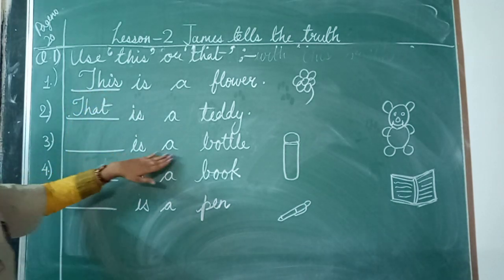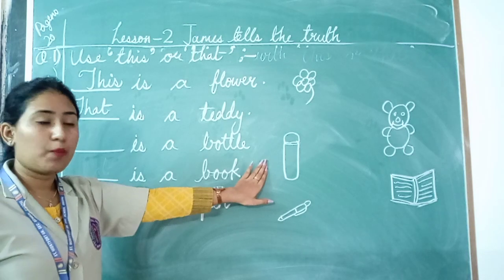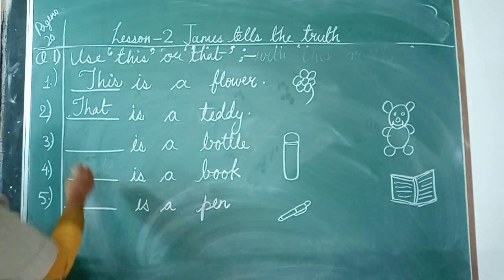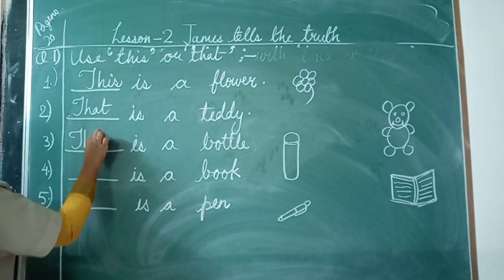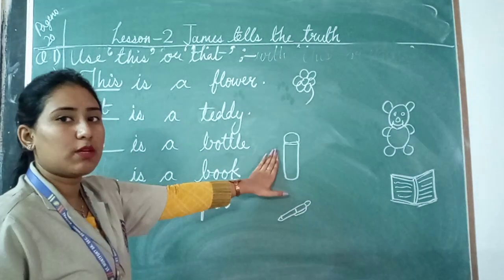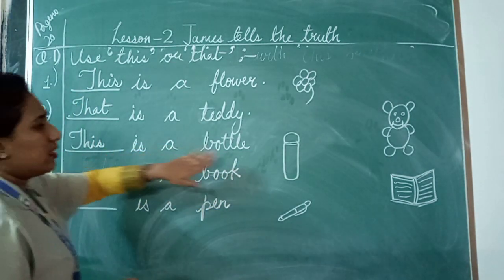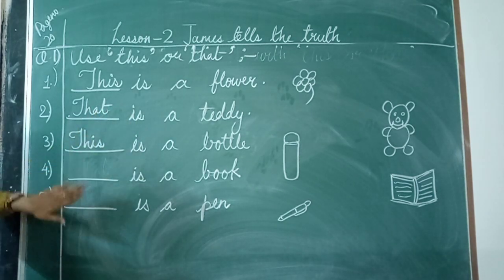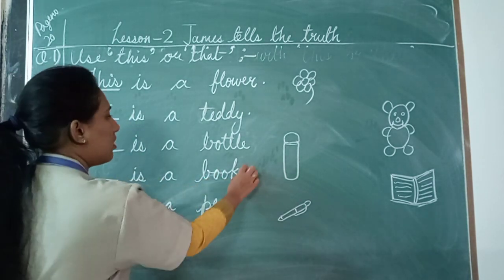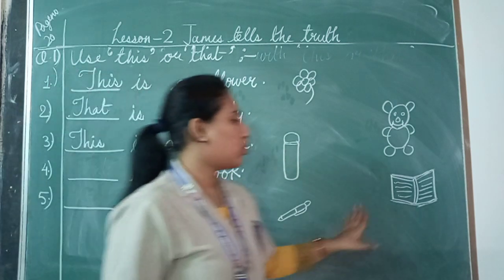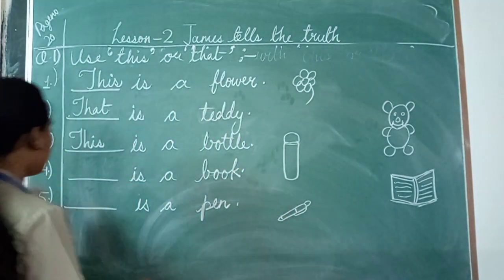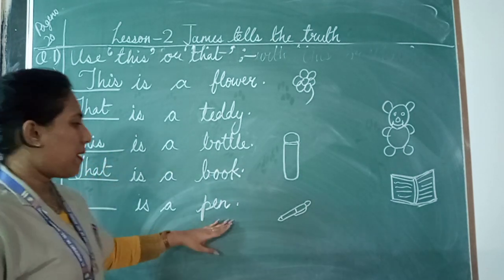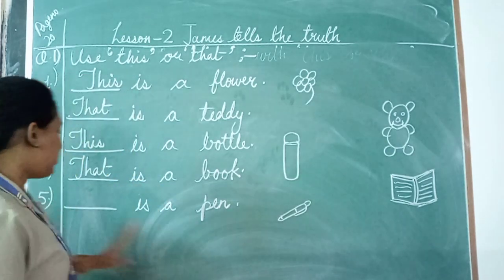Next, blank is a bottle. The bottle is near, also singular, so we'll write this here. The bottle is close and singular, so ma'am wrote this. The teddy is far and singular, so ma'am wrote that. Next, blank is a book. Where is the book? The book is far, so we'll write that. Blank is a pen. Where is the pen? Nearby. So we'll write this.